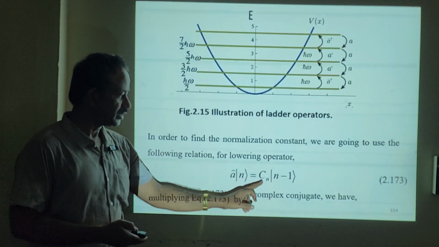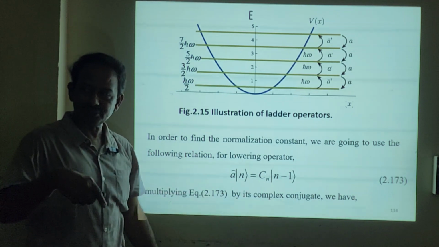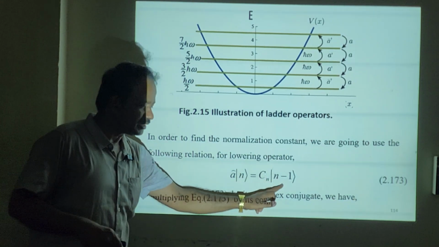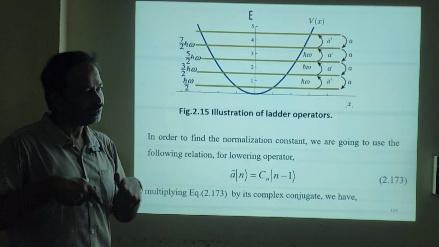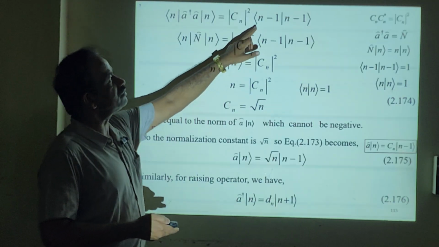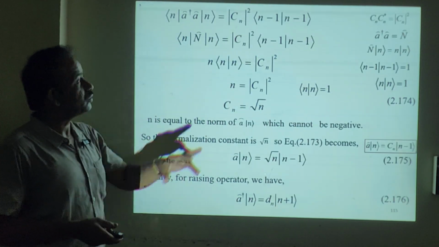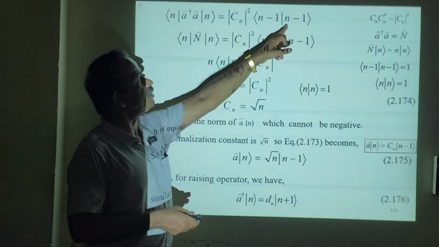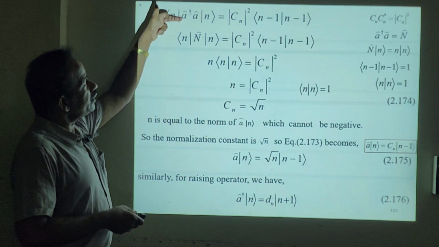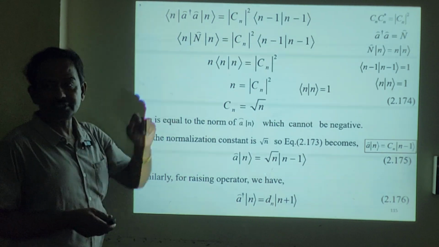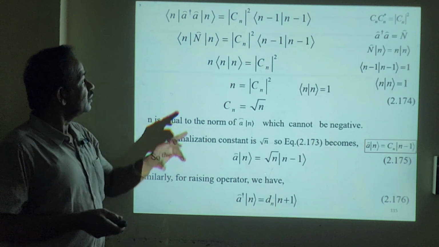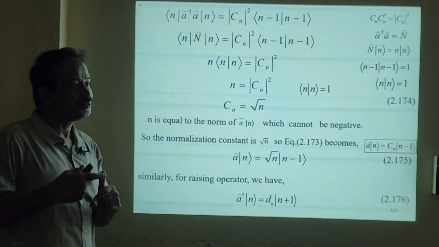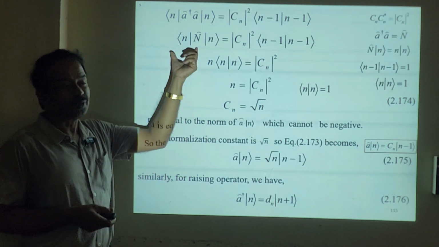Right hand side, Cn, take the complex conjugate. So Cn multiplied by Cn star. They are real, so Cn squared. Just take ket n minus 1 and bra n minus 1. So Cn squared, bra n minus 1, ket n minus 1. This side you have bra n, a dagger a, ket n. A dagger a, already we know that this is the number operator N. So the number operator sandwiched between bra n and ket n. What is this one?